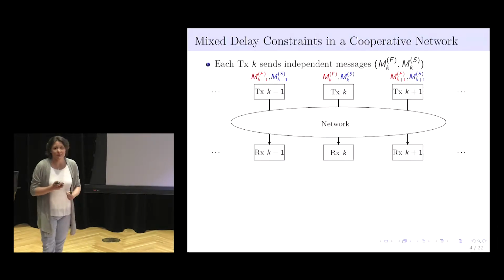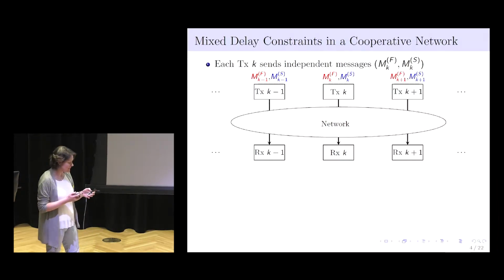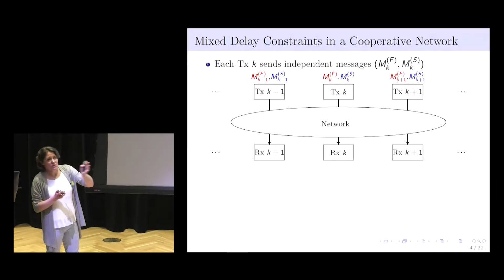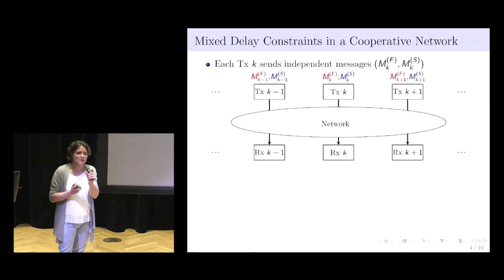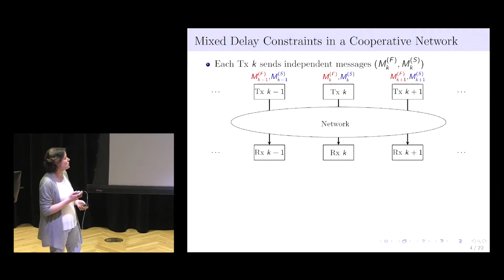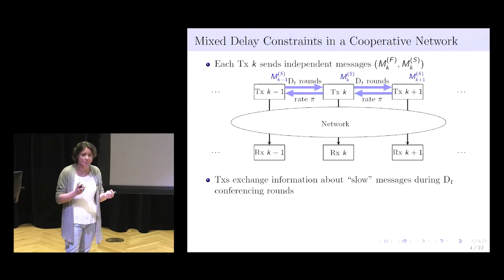Let me explain the setup in detail, at least the first setup that we consider. We have a bunch of transmitters, and each transmitter has two messages. One with a superscript F, the fast message, which has the low delay constraint. And the other with the superscript S for slow, the slow message. We also have communication links between transmitters and between receivers, as we'll see.